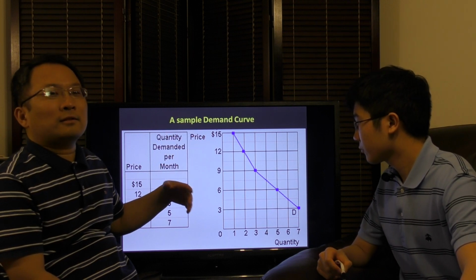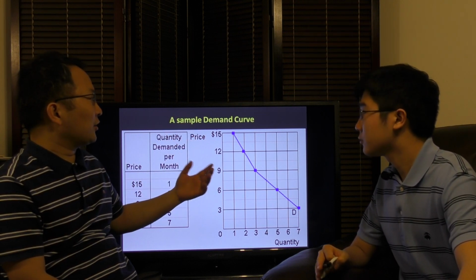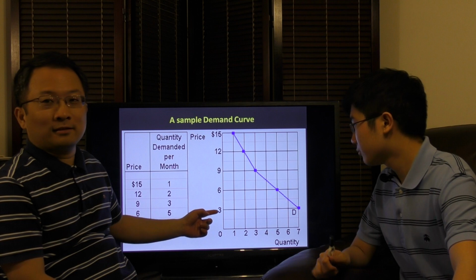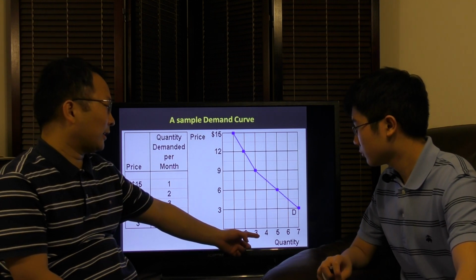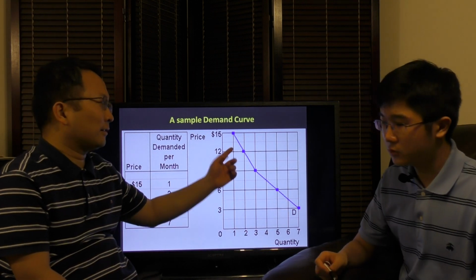Just one more point. Conventionally, we put the price on the y-axis, the vertical axis, and on the horizontal axis we put quantity. It's just convention.